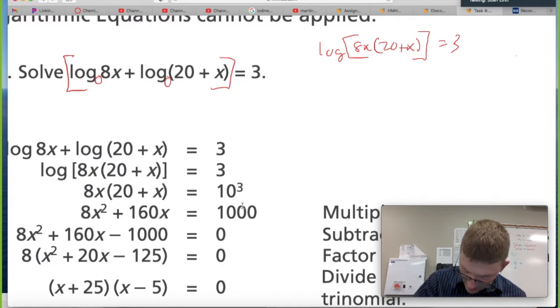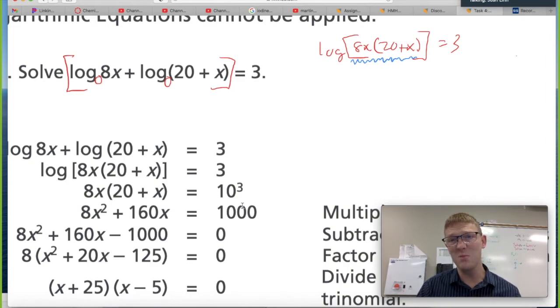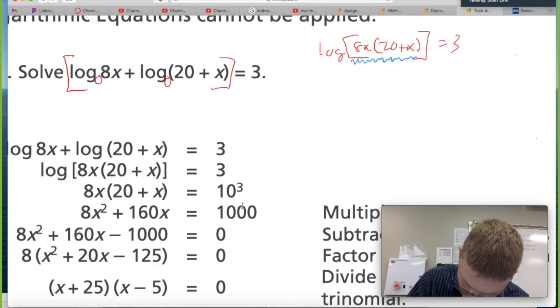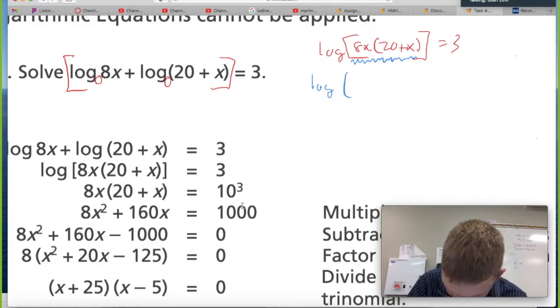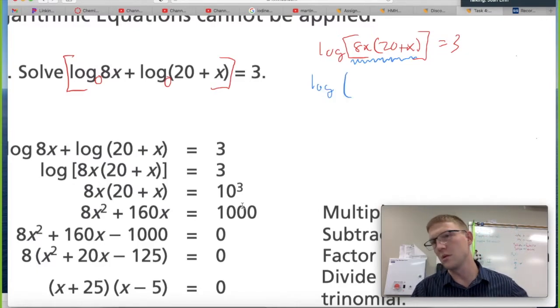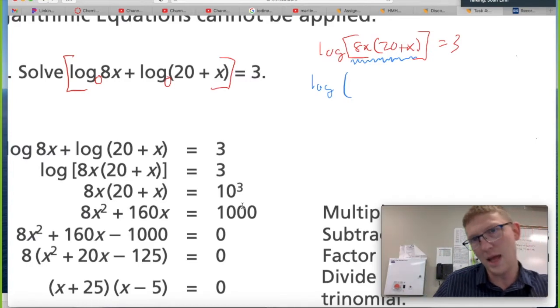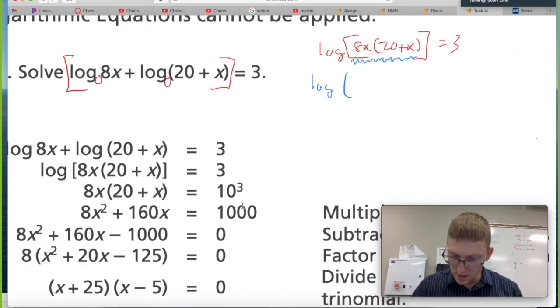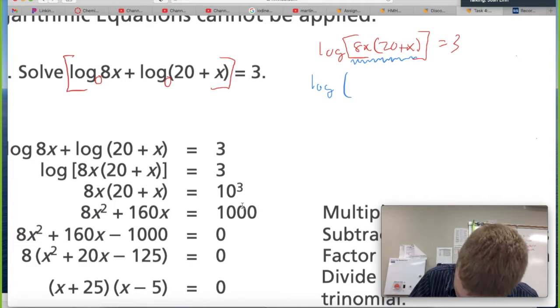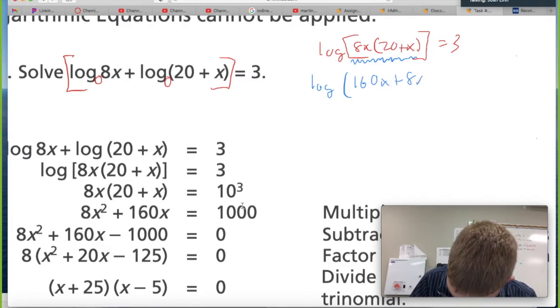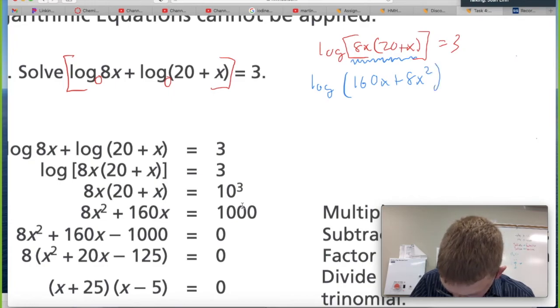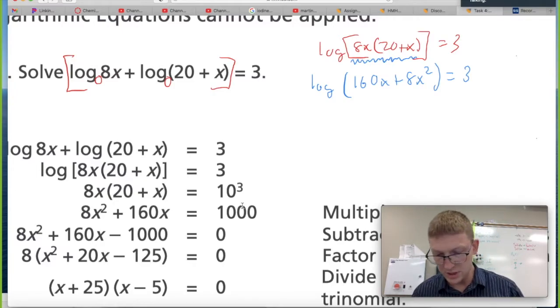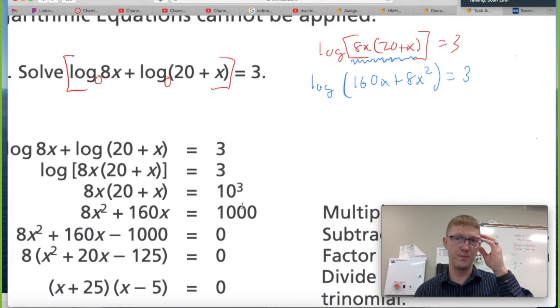Okay, so now we can simplify all of that, basic algebra. We'll put our log here just for scientific accuracy. So 8x times 20 is going to be 160x plus 8x squared equals 3. Just like a normal factoring problem, we can factor some stuff out of there.